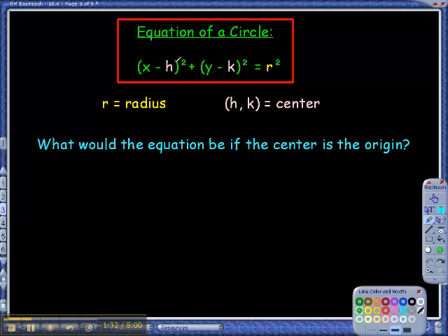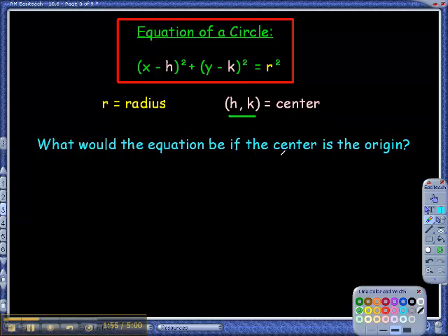So x minus h quantity squared plus y minus k quantity squared. So regardless of what point the center point was, we could put its coordinates in for h and for k. Keep in mind that if one of those points was negative, minus a negative would make that positive. So just keep those things in mind. And then r is going to be talking about our radius.